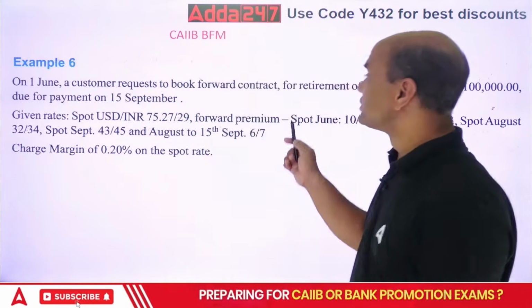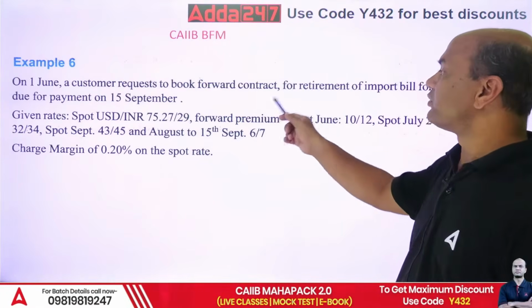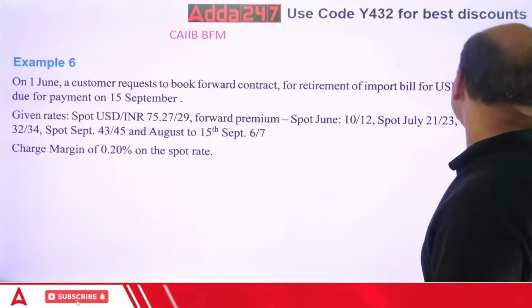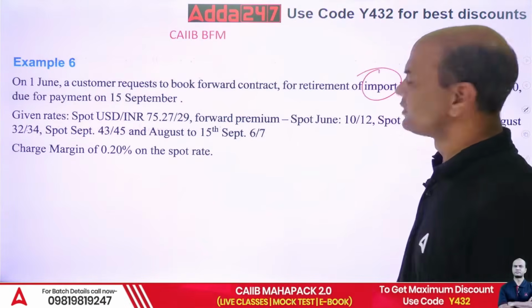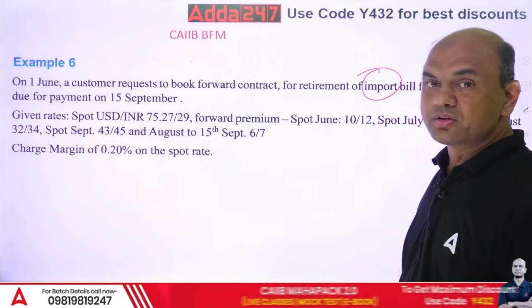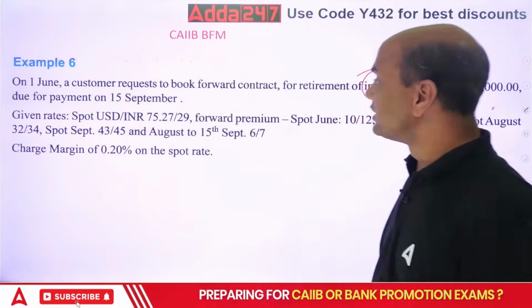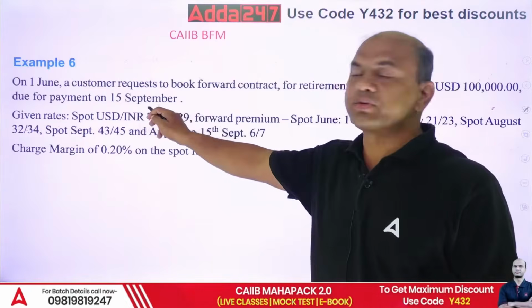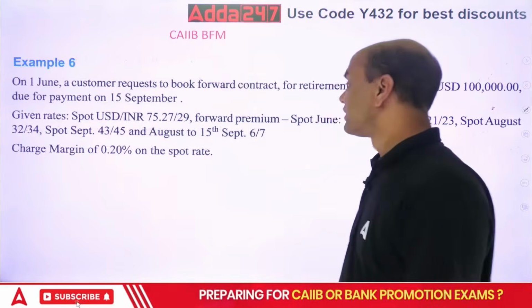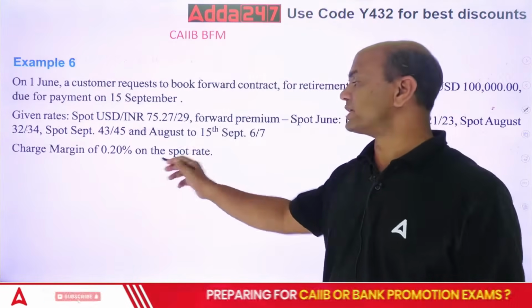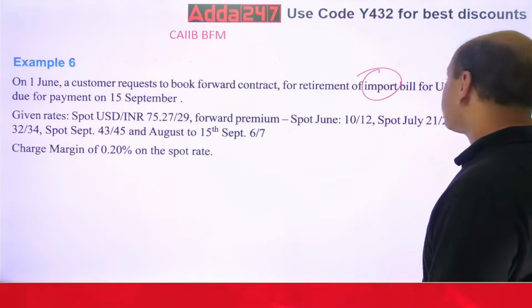So, let's start. Firstly, understand what is the case. Booking a forward contract for retirement of an import bill. Kindly note a few points over here. First is import bill. Whenever you have an import bill, you have to take the right side, this side. Number 2, due for payment on 15th September, so it is in the mid of September, right? Then charge margin of 0.2% on the spot rate. Got it? So let's start.